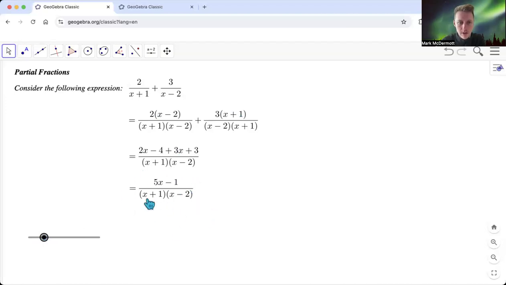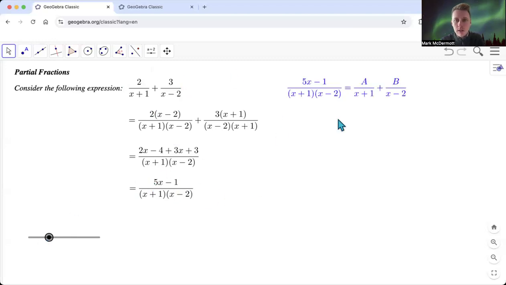Okay, what you can see in the denominator is we've got two linear factors. And what we're going to talk about today is how we go the other way around. So how would we get from something like this to something like this? The reason we need it is because it's hard to integrate things like this, and it's easy to integrate things like this. So we need this to do a lot of integration. So let's see if we can work backwards from here to get back to here.